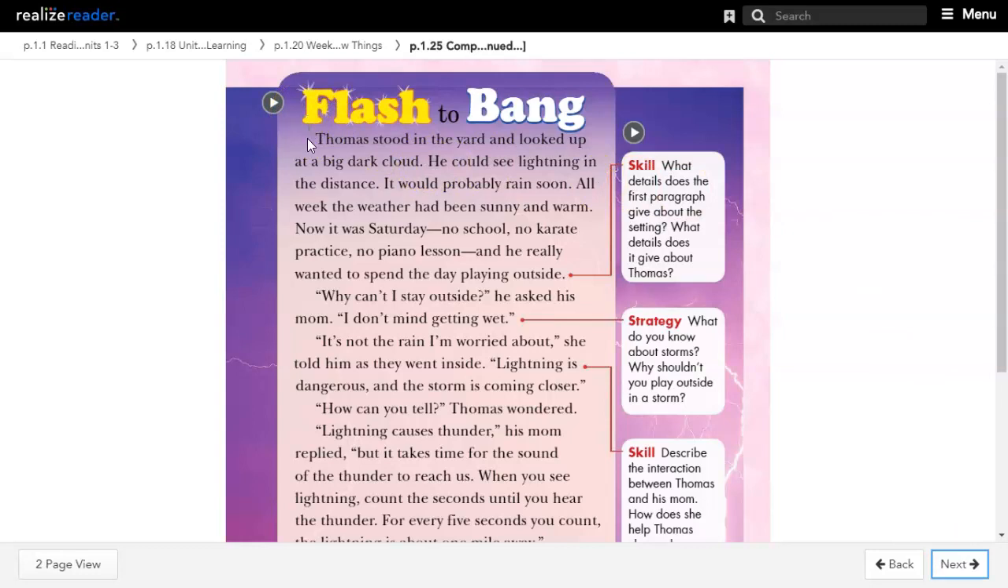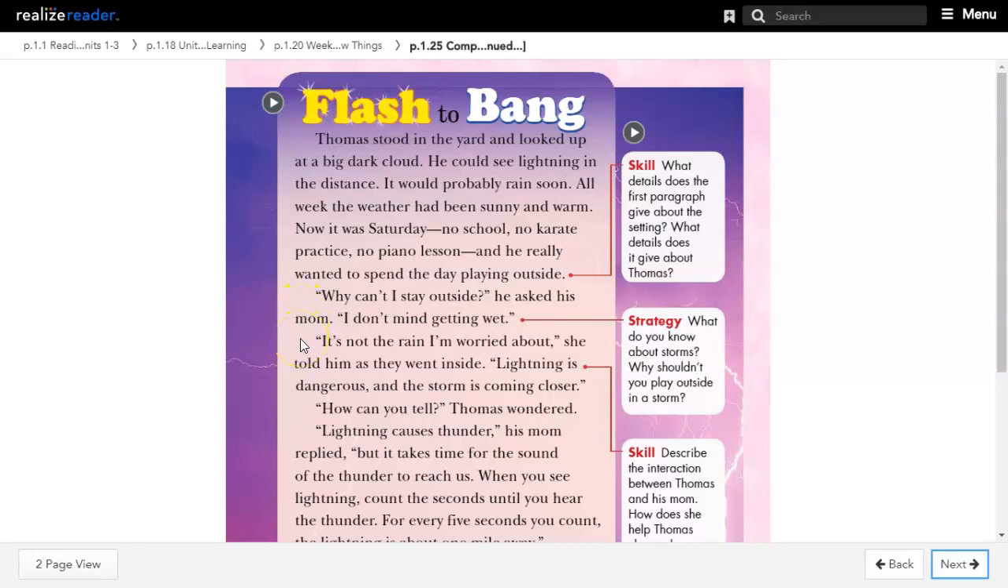Flash to Bang. Thomas stood in the yard and looked up at a big dark cloud. He could see lightning in the distance. It would probably rain soon. All week the weather had been sunny and warm. Now it was Saturday. No school, no karate practice, no piano lesson, and he really wanted to spend the day playing outside. "Why can't I stay outside?" he asked his mom. "I don't mind getting wet."